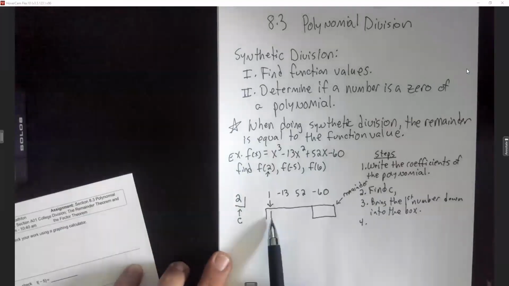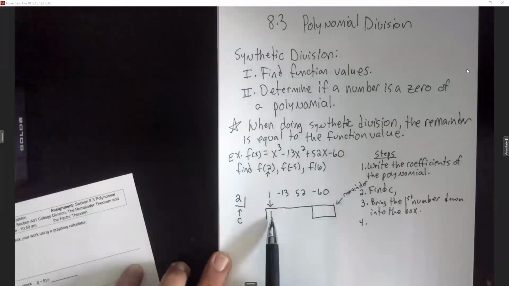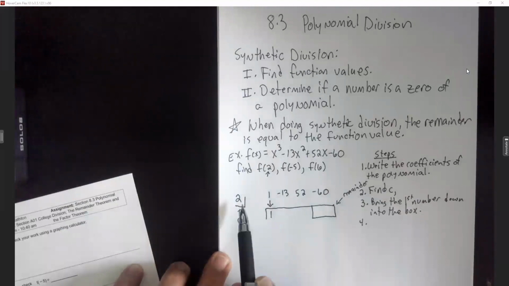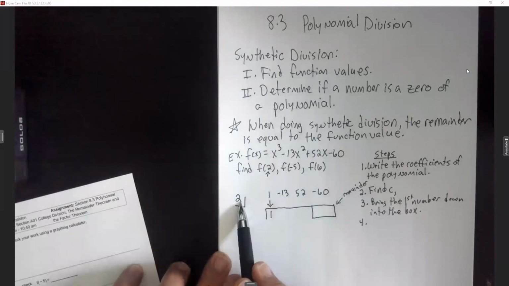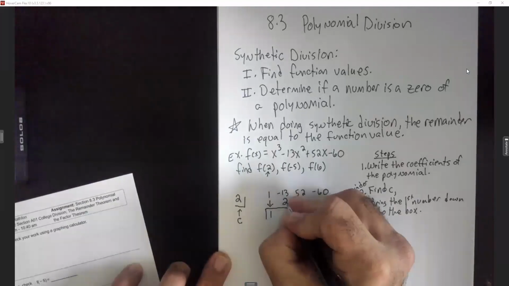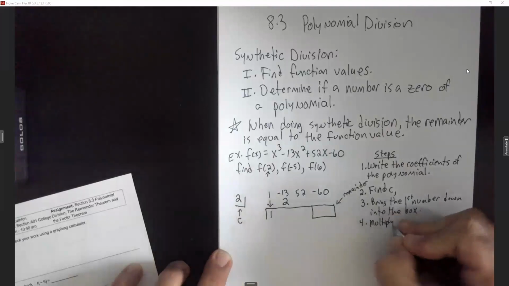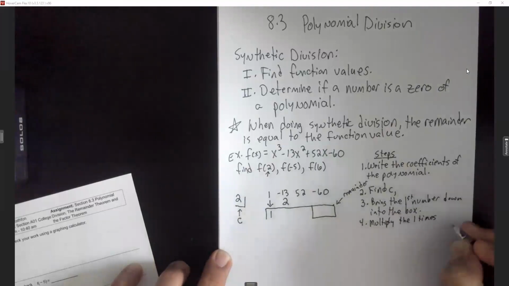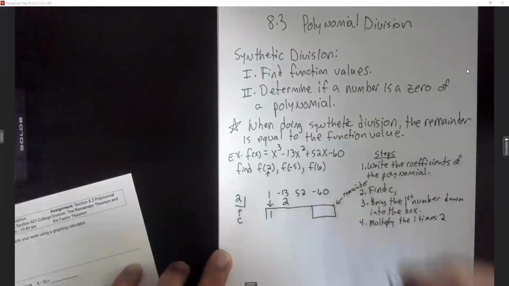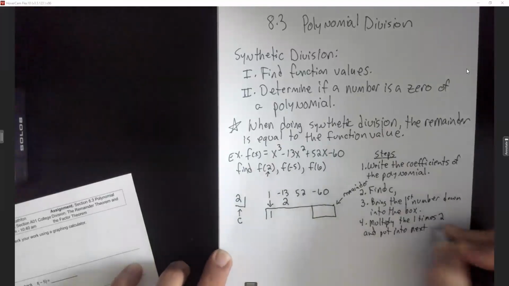Okay, any number that's in the box, what I need to do now is find the number that's going to go under that -13. So to get that number, I take the number in the box, multiply by the C, and put it in the next column. So I would do 1 times 2 is 2, and put that into the next column. So multiply the 1 times 2 and put into next column.